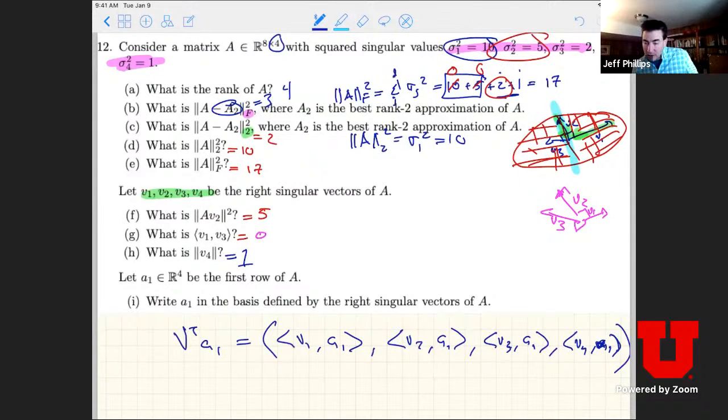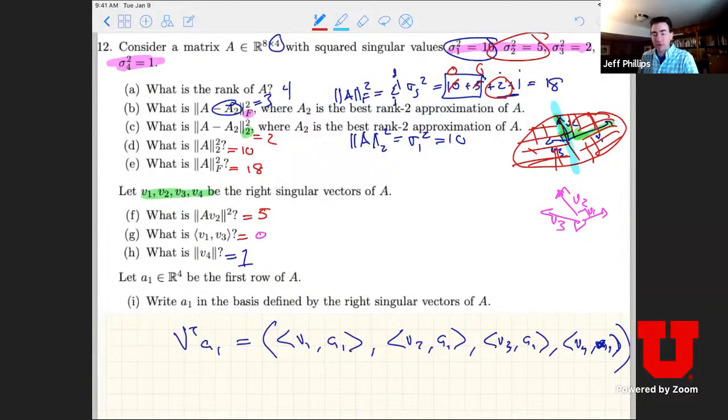Oh, for 12E, is it 17 or 18? Oh, you're right. It should be 18. Good. This number up here, thank you. That should be 18. I added those up incorrectly. Good catch. All right. So this is when you say, yes, I made a mistake to see if you were paying attention, and yes, you are paying attention. So that's great.